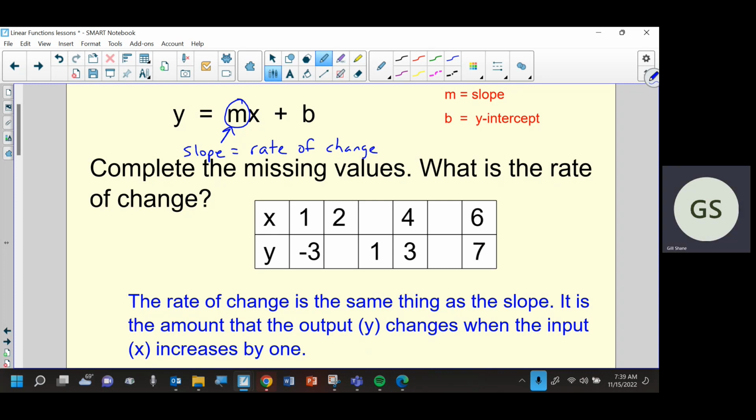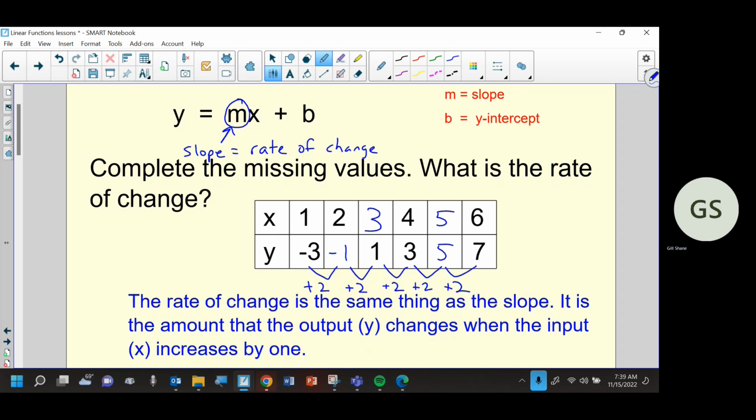We said when you have a table of values, or even if they were just ordered pairs, if the x values are going up by 1, which these are, 1, 2, 3, 4, 5, 6, if there is a pattern of addition, that means it's linear, first of all. This is a linear function. We're adding 2 every time. And the pattern is the rate of change. So the rate of change for that table is 2.